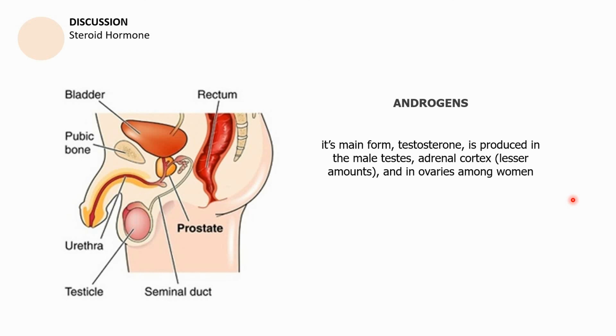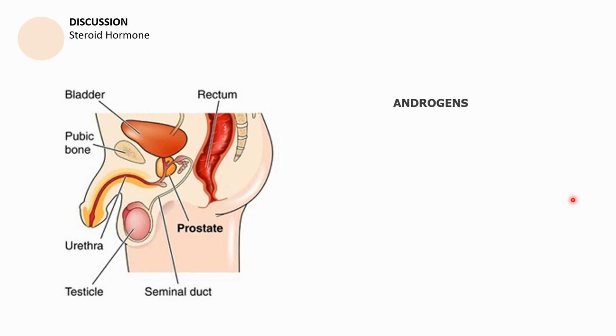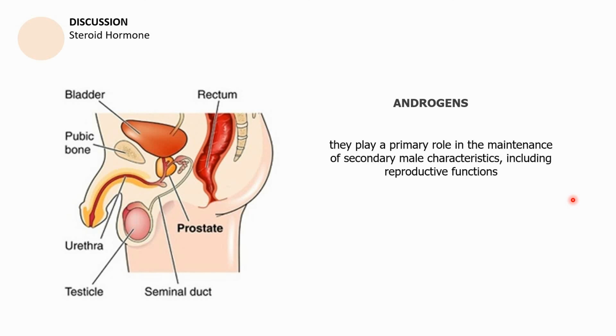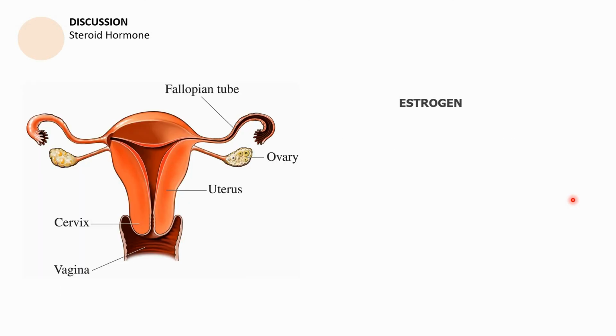Tapos napoproduce din siya sa adrenal cortex with lesser amounts, and napoproduce din siya in ovaries among women. Yeah, it's actually correct. Androgens can also be produced by the ovaries. They play a primary role in the maintenance of secondary male characteristics, including reproductive functions or the production of semen or sperm cells. They have anabolic or synthesizing function, which involve the production of skeletal muscles, of bones, and red blood cells. Androgens are parang majoring on that.